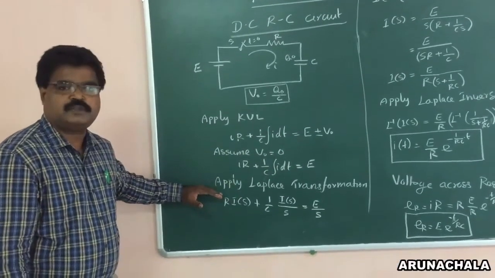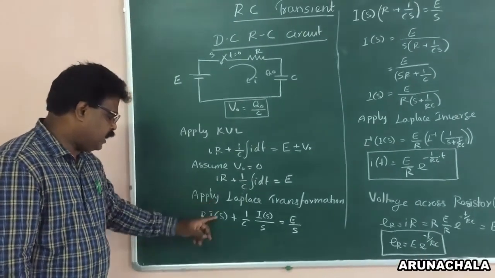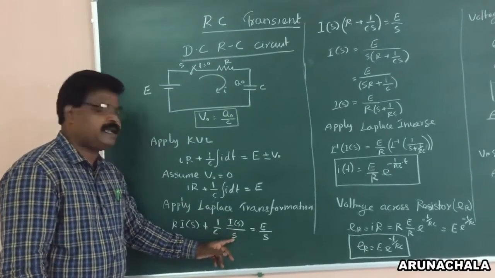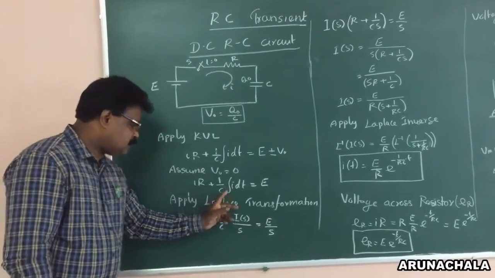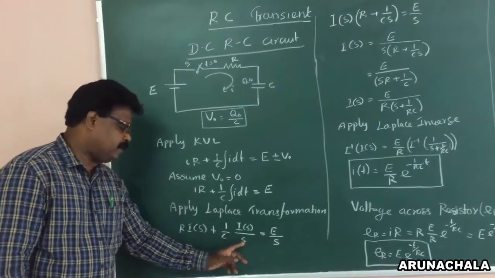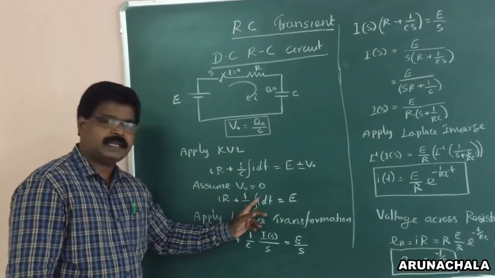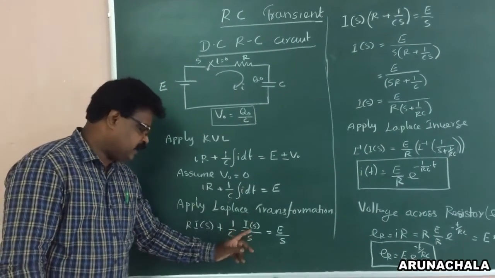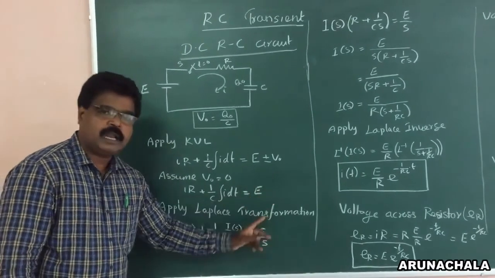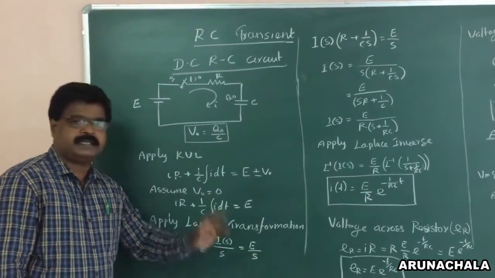Then apply the Laplace transformation. So R into I(s) plus 1 by C into I(s) divided by s. The Laplace transform of integral i dt is I(s) divided by s. That is equal to E by s, because E into 1, and the Laplace transform of 1 is equal to 1 by s.